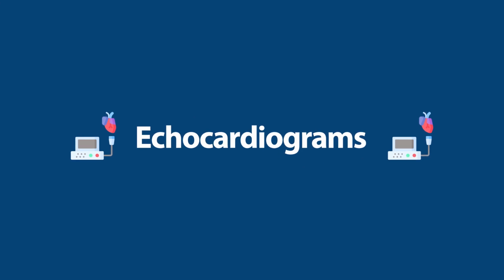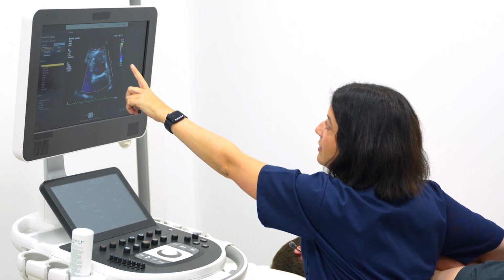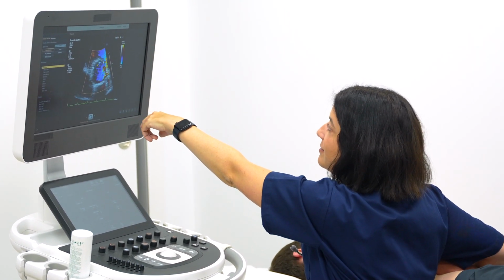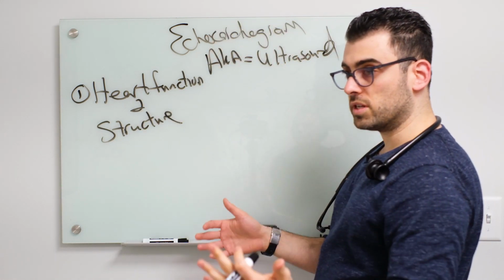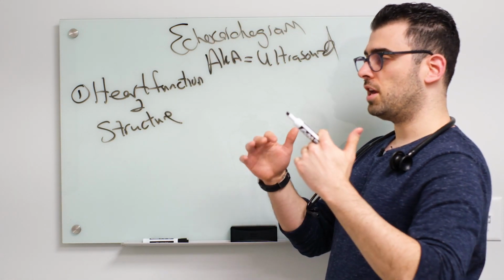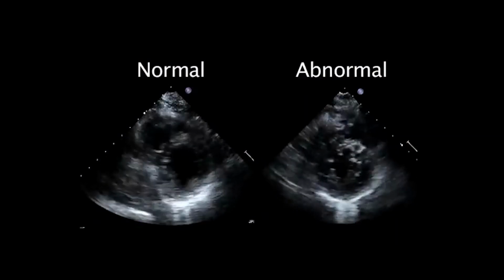So an echocardiogram is an ultrasound of the heart. There are a few components of an echocardiogram study. We look at the heart function and structure. So this will be helpful to see if the heart's squeezing appropriately, has good function, or if it's not squeezing as strong. The other components we start to see are valvular assessment.